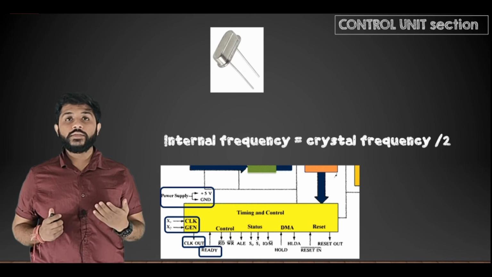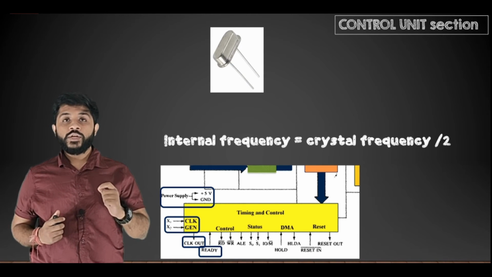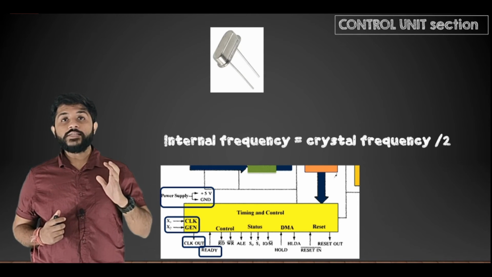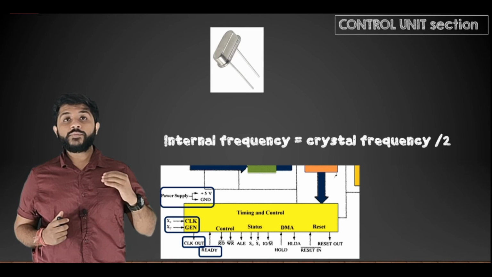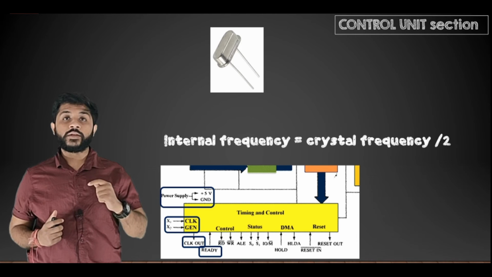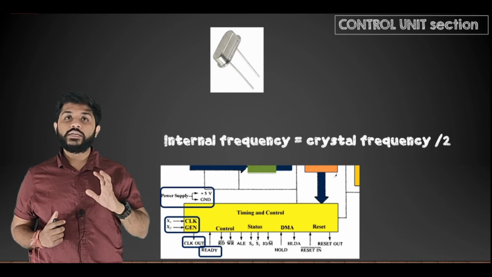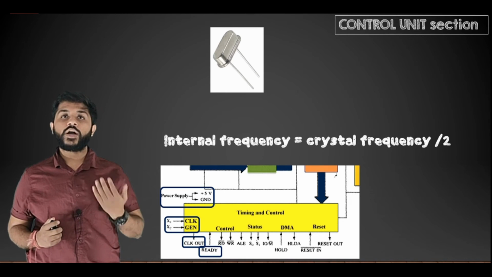The next pin is the ready pin. The ready pin is an input pin. So when any peripheral device is ready, it will inform the microprocessor by sending a signal at this particular pin. So when the processor receives a signal at this pin, it will understand that the peripheral device is ready for communication.